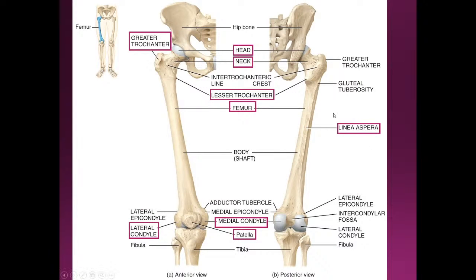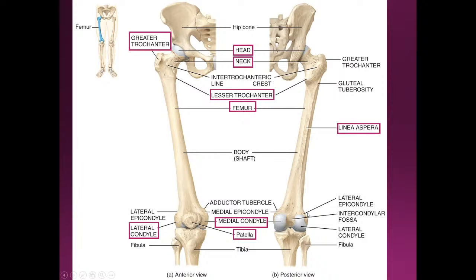All right, so you can see that here we have the femur. Okay, proximally it articulates with the os coxa, and distally it articulates with the patella and the tibia. But if you look here, the fibula is off to the side and does not directly articulate with the femur.